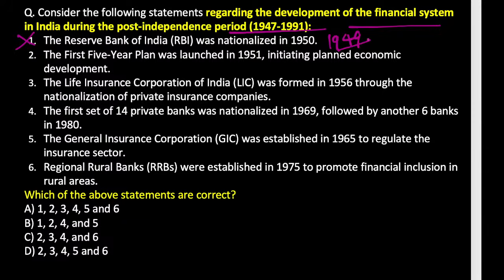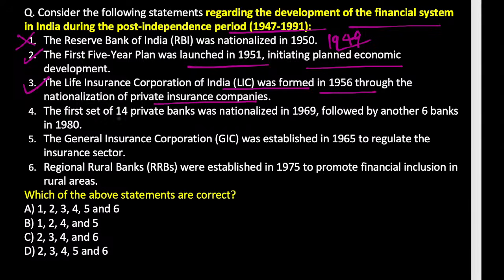RBI was nationalized on 1 January 1949 under the RBI Transfer of Public Ownership Act 1948. The first 5-year plan was launched in 1951, initiating planned economic development. 1951 to 56 was the first 5-year plan. LIC was formed in 1956 through the nationalization of private insurance companies, and the LIC Act 1956. True.